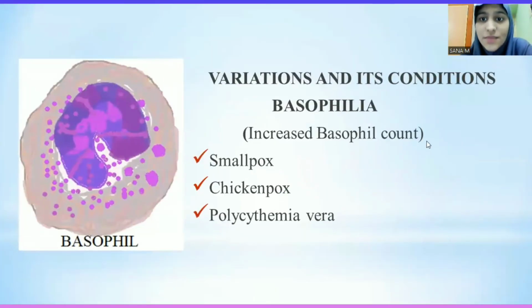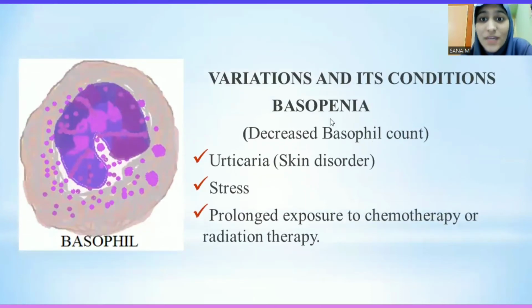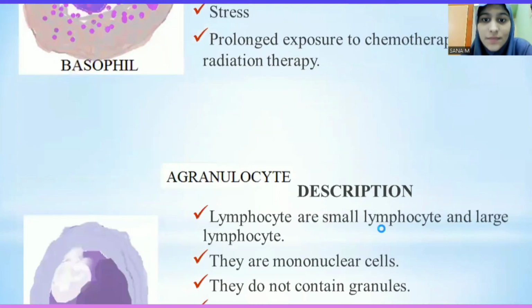Basophilia, increased basophil count. Smallpox, chickenpox, and polycythemia vera are its conditions. Basopenia, it is decreased basophil count. Conditions are urticaria, that is a skin disorder, stress, and prolonged exposure to chemotherapy or radiation therapy.